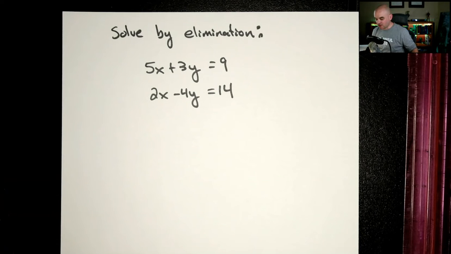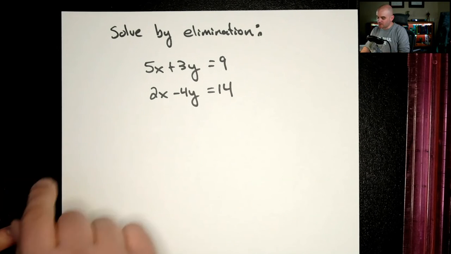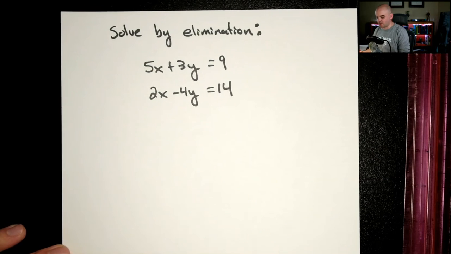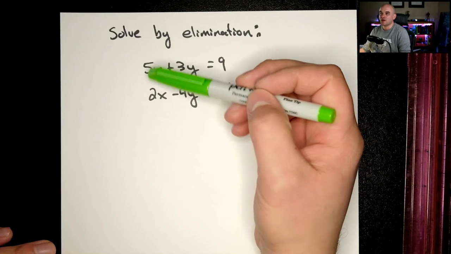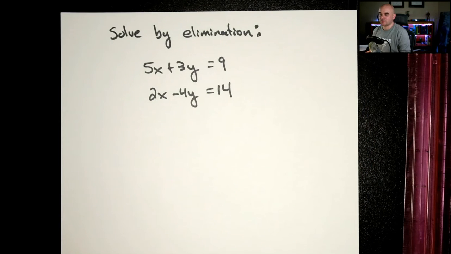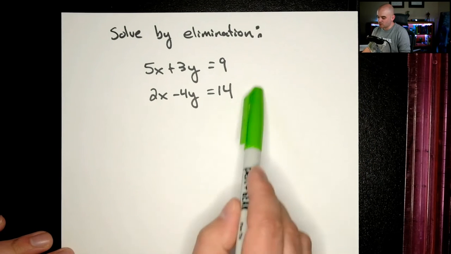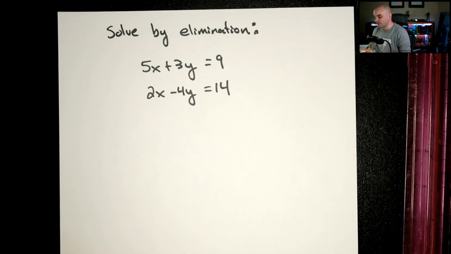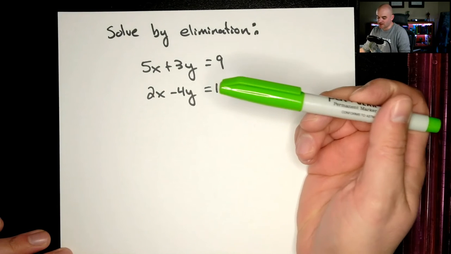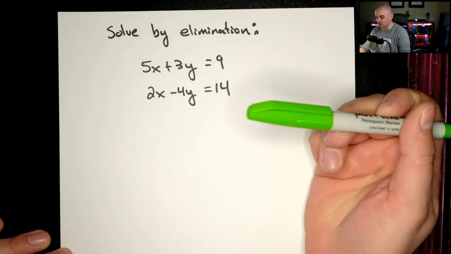Now you may be thinking to yourself, wait a minute, this one doesn't already have it set up for me. The last one we had 3x and negative 3x, you could just add them and they canceled out. So for something like this, we want to set it up so that it does look like that. We want that leading coefficient to be the same and then opposite values. And so if I can get by with just multiplying one equation by a number to make it look like that one, I will. In this case, though, I can't do that because 5 is not a multiple of 2.